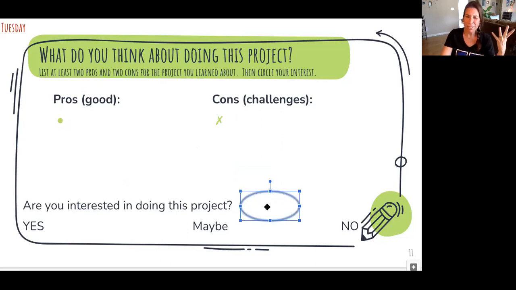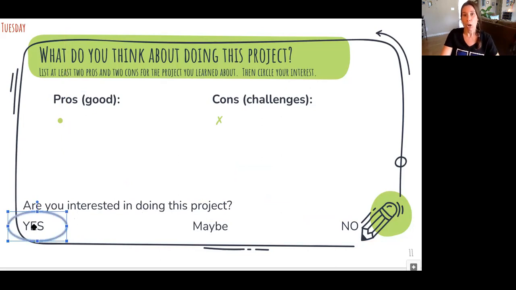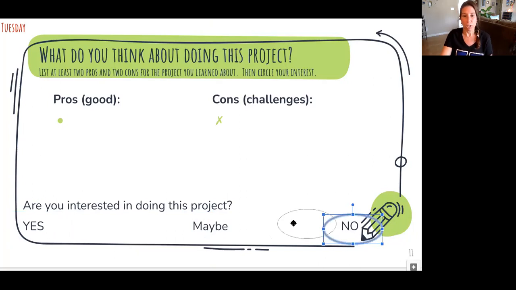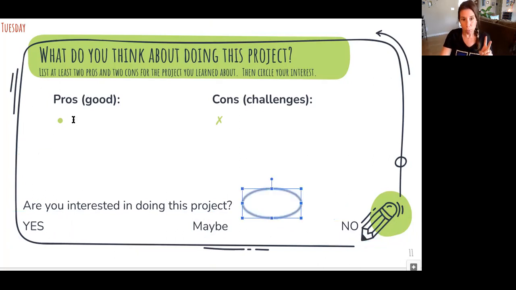I don't know. Am I interested in this? Maybe yes, I'm interested. Or if you're like, well, I'm not sure, maybe this is definitely a maybe, you could circle maybe. And if you watch this and you're like, no, not interested, then you would circle no. And that's okay. But I still want you to list 2 pros and 2 cons, even if you have no intention of doing this project, okay?